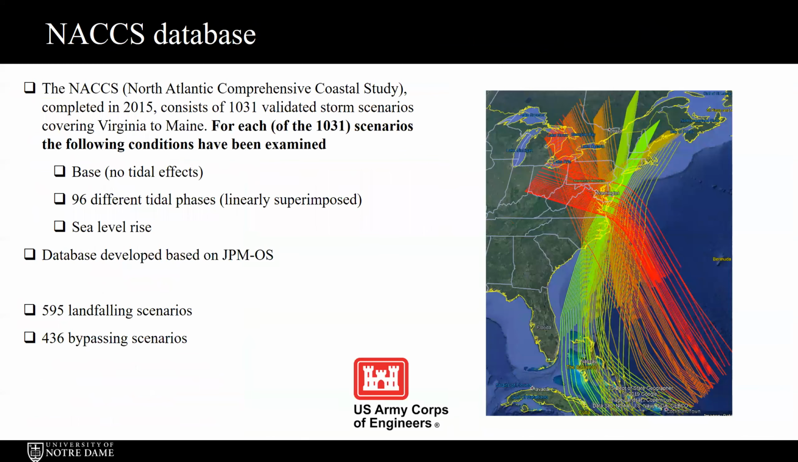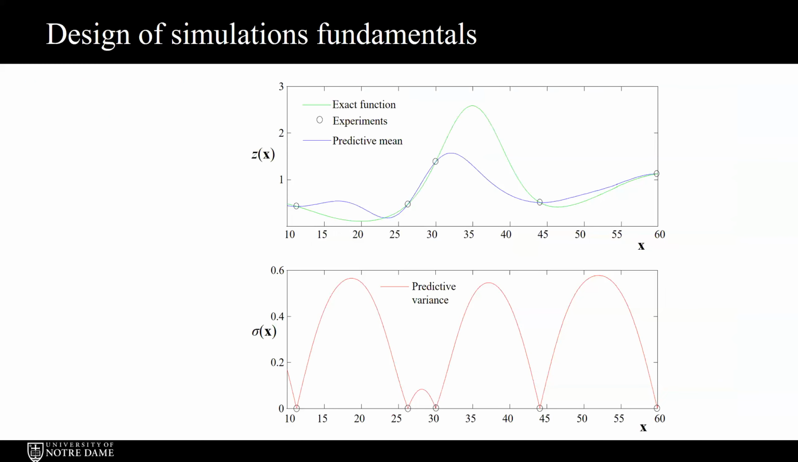The specific database we're going to be using is the North Atlantic Comprehensive Coastal Study that has 1,031 storms and was developed by the Army Corps of Engineers. Now, a reasonable question that one is going to ask is, okay, how accurate can this surrogate model be? And it really depends on how exactly you're going to select the database of synthetic storms, and actually, what we call a design of experiments, a DOE in this field.